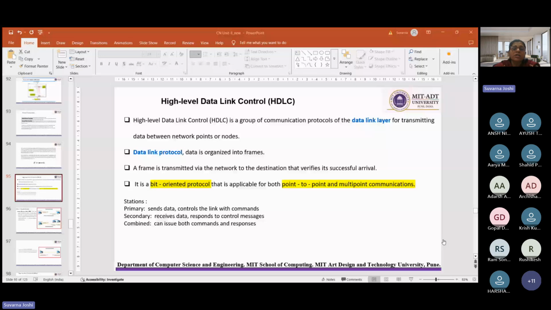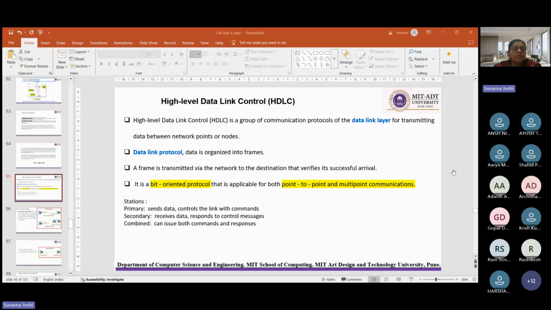Then we can have a third type of stations called combined stations, which can send commands as well as respond. The combined type of stations have the feature that they can issue or send commands as well as respond. A primary station can send the commands, but secondary stations can't send commands. They are not allowed to send the commands. That is the major limitation here.